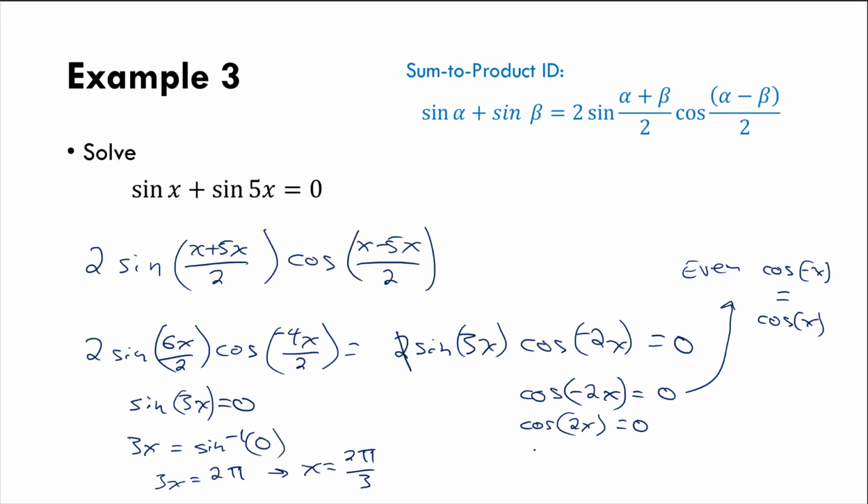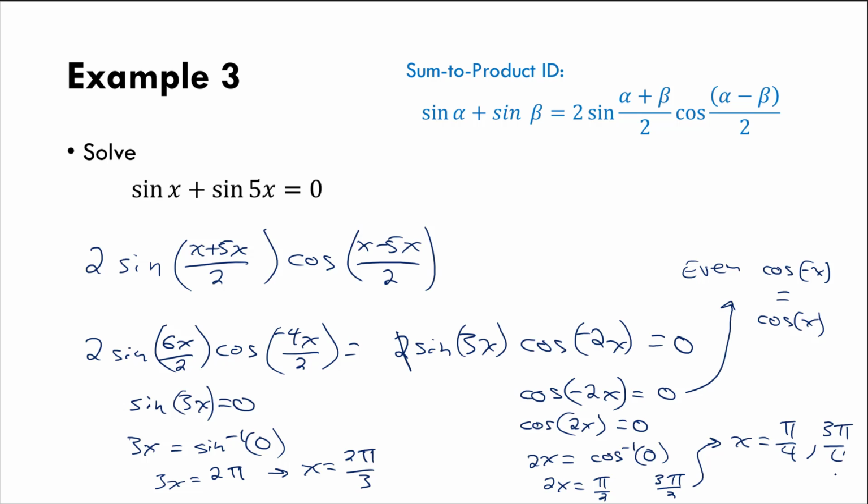Now I take the inverse cosine of both sides. I'm left with 2x is equal to inverse cosine of 0. Inverse cosine of 0 is going to be pi over 2 as well as 3 pi over 2. We'll have 2x is equal to pi over 2 and 3 pi over 2. When I divide both sides by 2, I get x is equal to pi over 4 and 3 pi over 4.